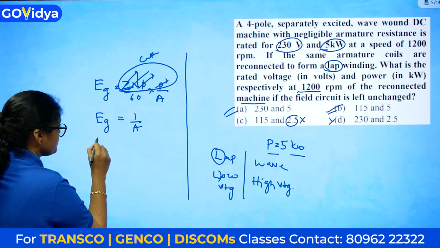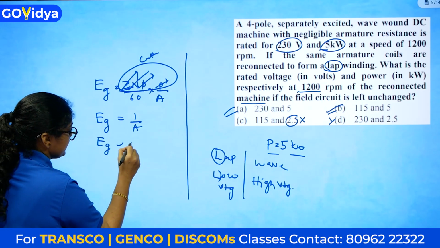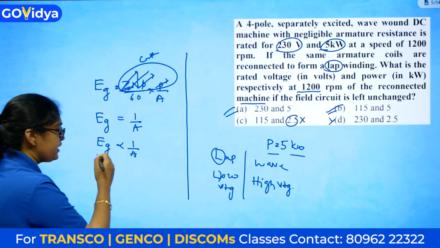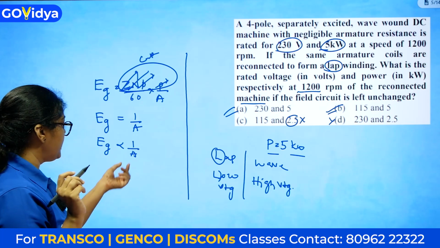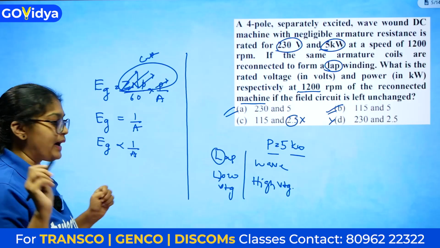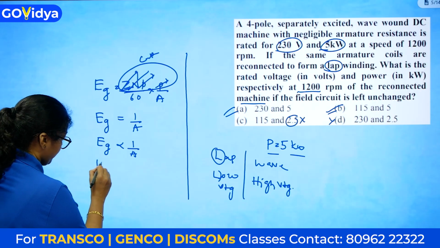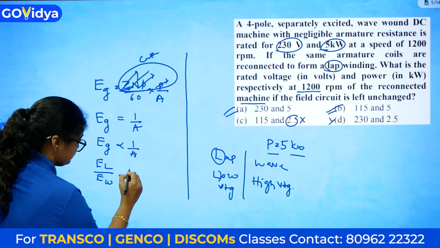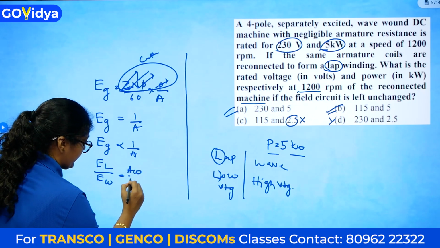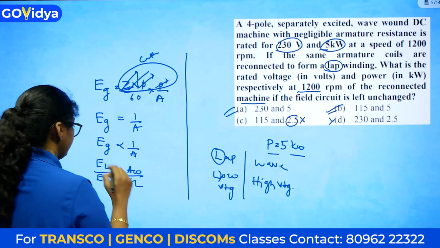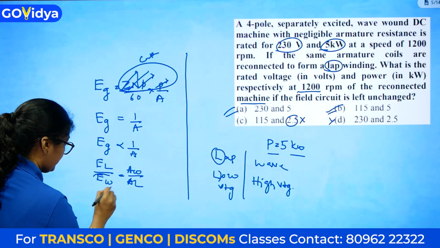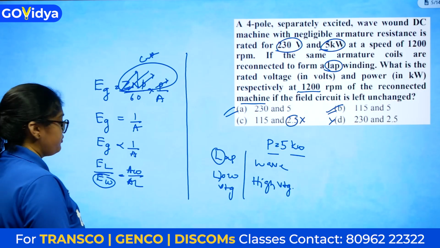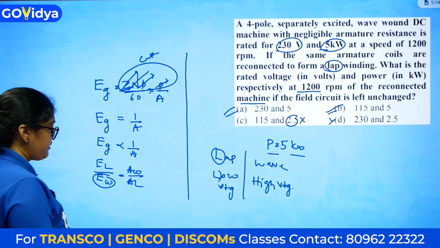Yes or no? So can I write Eg is directly proportional to 1 by A, or Eg is inversely proportional to A? A is nothing but the parallel paths. Now what I do is E lap by E wave is equal to A wave by A lap. Clear? Now I have to find the E wave, the EMF induced in the wave winding.